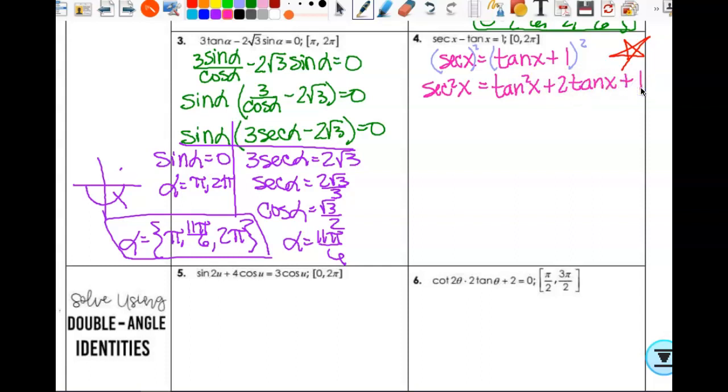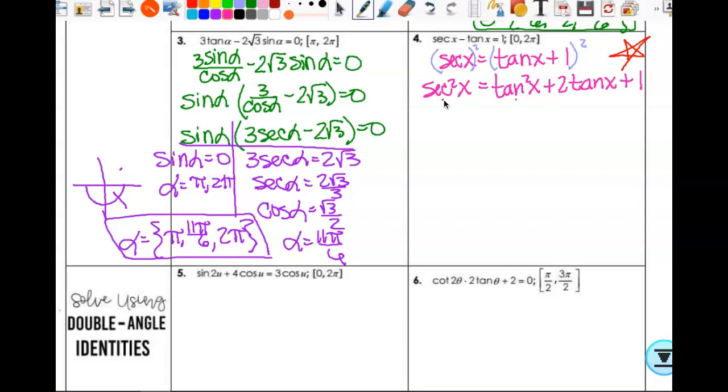If you need to write out tangent x plus 1 times tangent x plus 1 and FOIL it to get that, that's fine. I'm going to kind of skip that process, but you got to be able to multiply that out correctly. Now I have secant squared and I have tangent squared. Which one do you think would be better to replace? I could replace this with something that has secant in it, or I could replace this with something that has tangent in it. It would be better to replace this one, right? Since we have this other tangent over here. Makes sense? That's kind of how you make that decision.